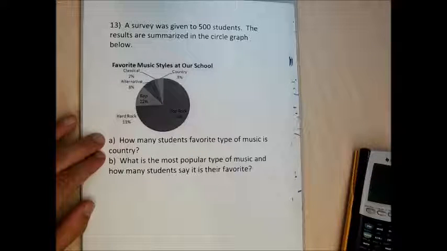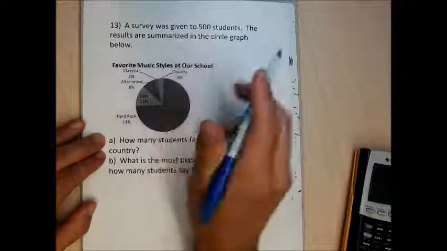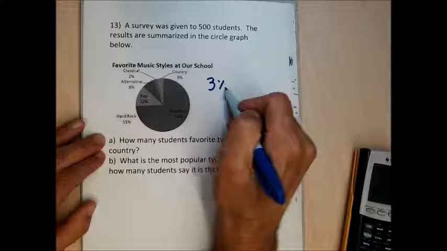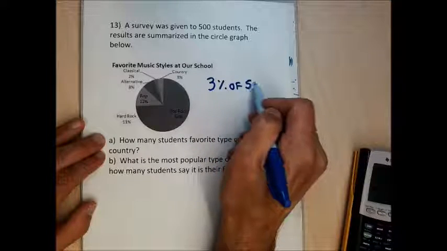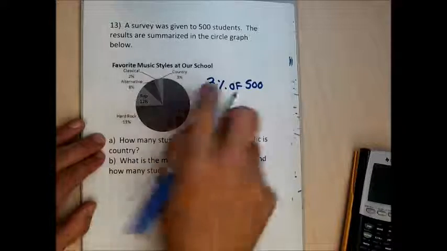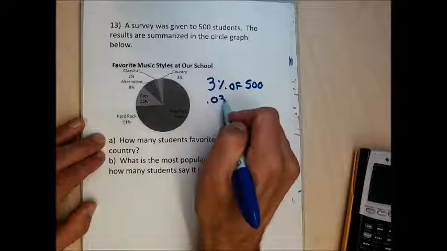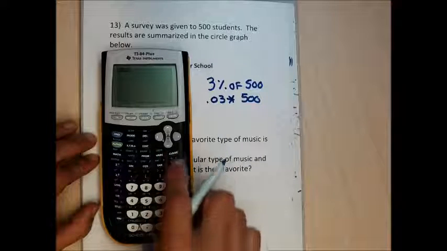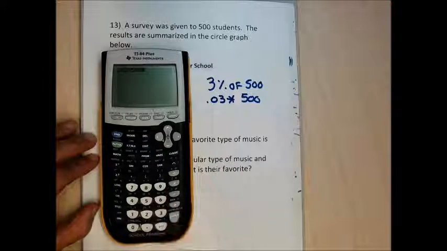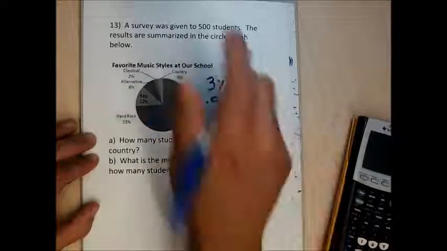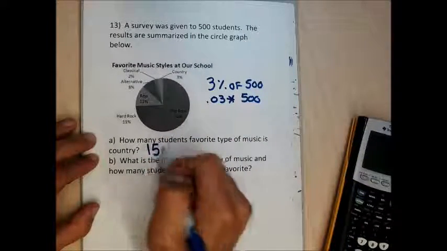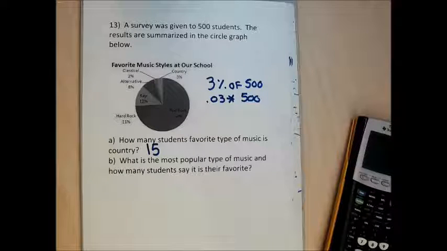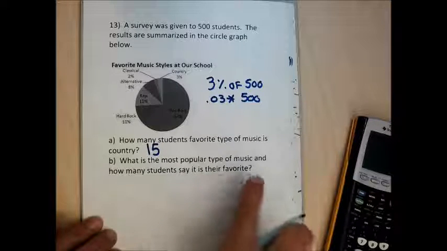So for part A, how many students' favorite type of music is country? Well, 3% of the 500 had their favorite type as country. 3% as a decimal is 0.03, and "of" mathematically means times. I'm just going to multiply 0.03 times 500 to answer this question. And I'm going to get 15. So of the 500 students that the survey was given to, 15 of them had their favorite type of music as country.